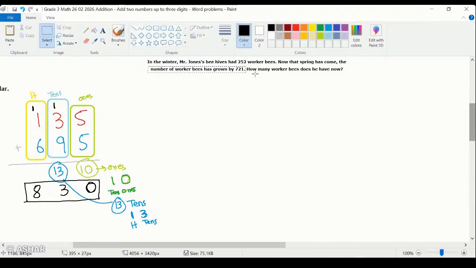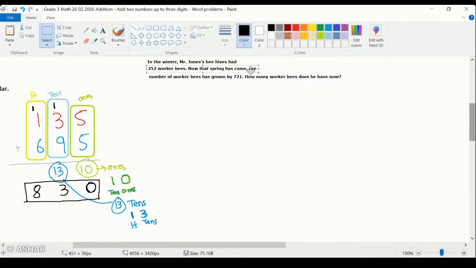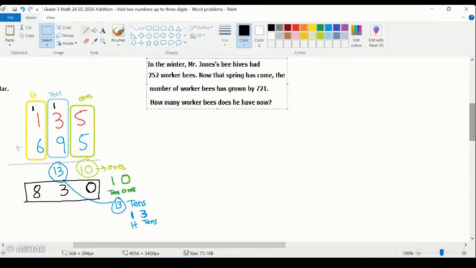In winter, Mr. Jones' beehive had 252 bee workers. Now that spring has come, the number of workers has grown by 721. Find the total number. How many workers are there? How many bees does he have? Question number 8.